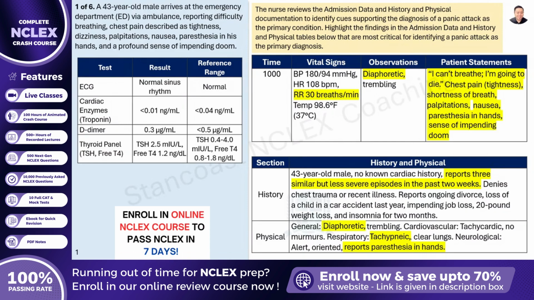And if you selected denies chest trauma or recent illness, well, this is a negative finding that helps rule out other causes like PE or pneumonia. Even though it's good to document this one, that is not going to help confirm the panic attack. It's only going to help eliminate the alternative diagnosis, so it's not a highlight for confirming DSM-5 criteria.